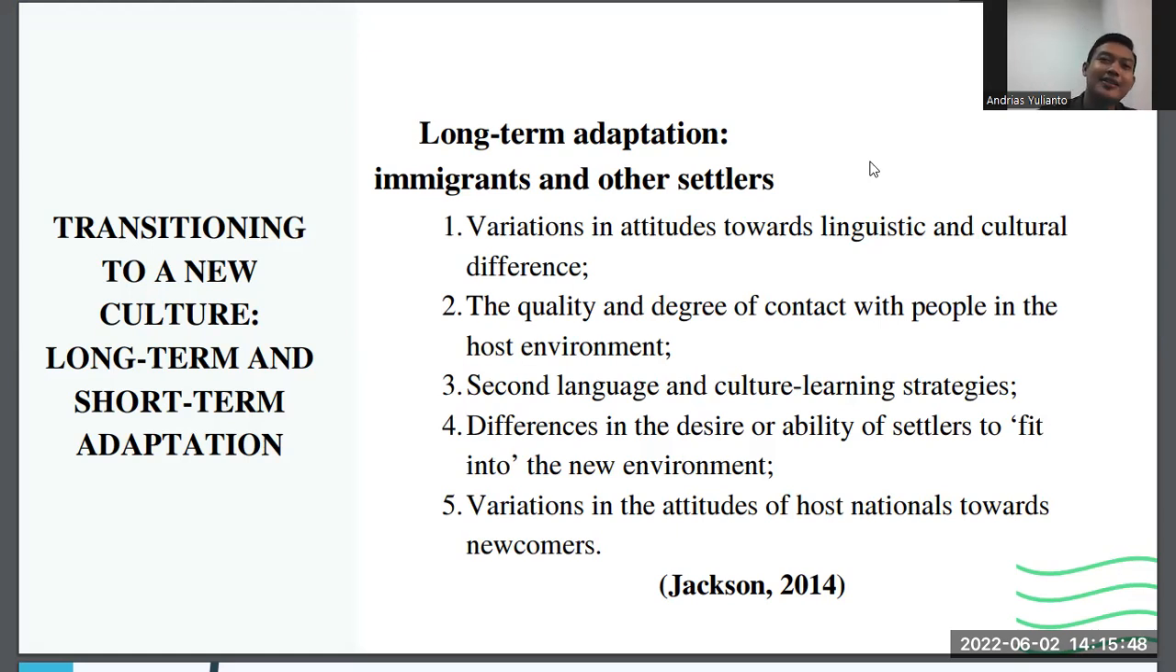Long-term adaptations, immigrants and other settlers. For many decades, social psychologists, communication specialists, linguists, and other scholars have studied the adaptations of immigrants and refugees who settle in new cultural environments, either voluntarily or due to circumstances beyond their control.